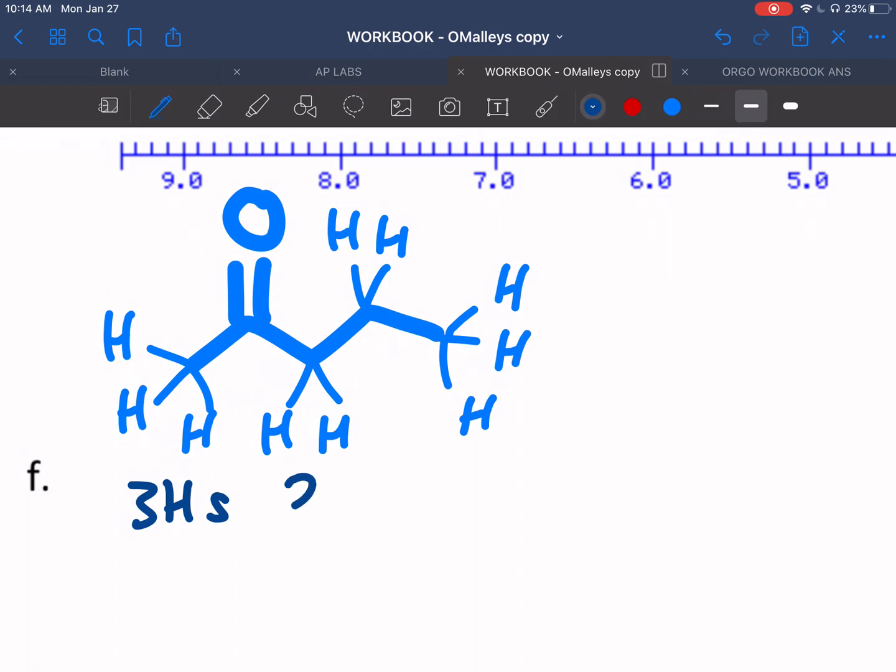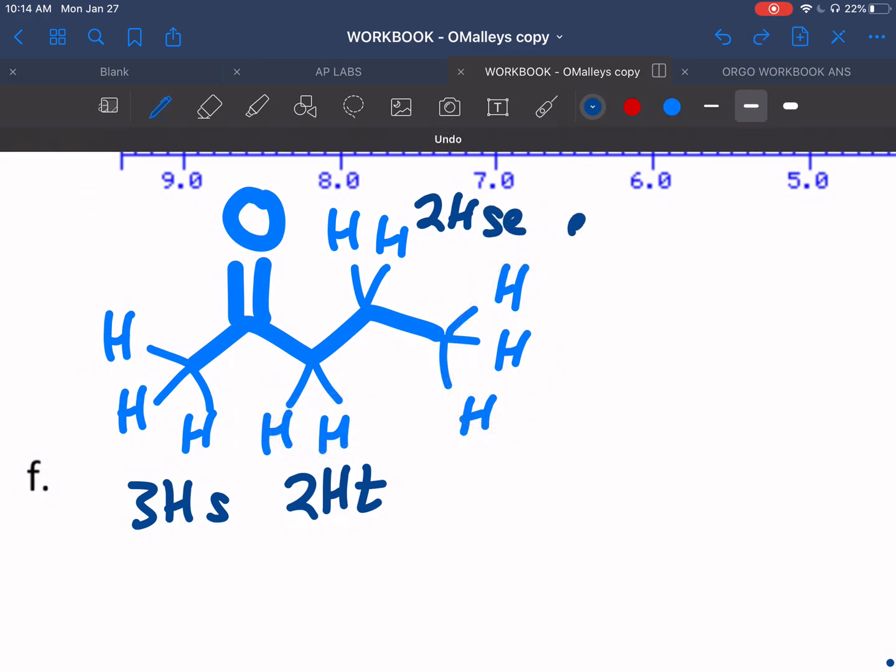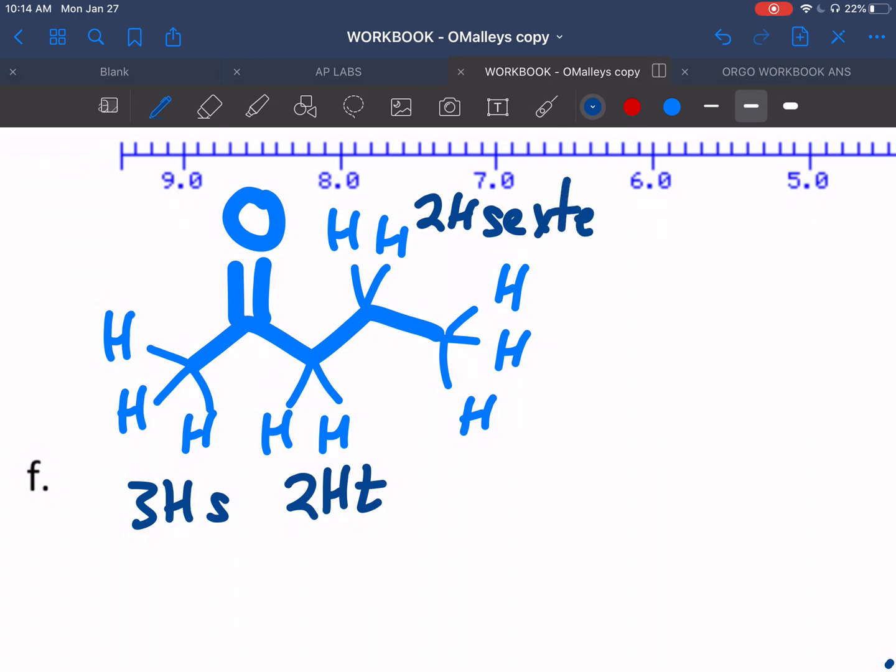And then I would have a 2 hydrogen signal split by these 2 neighbors, so that would be a 2 hydrogen triplet. I would then have another 2 hydrogen signal, but split by these 3 and these 2, so potentially 5 plus 1 into a sextet, in other words, a multiplet of 6 different peaks. And then lastly, a 3 hydrogen signal split by these 2 into a triplet.